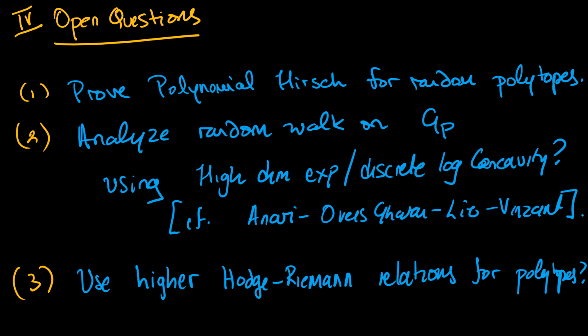Some open questions for the future: one is, can we prove the polynomial Hirsch conjecture for random polytopes? The general polynomial Hirsch conjecture is still completely open. Second, can we analyze what happens for a random walk on the graph? This was analyzing the length of an optimal walk, but what happens for a random walk? And a third question is, can we use some higher Hodge-Riemann relations for polytopes? The fact that the Hessian has exactly one positive eigenvalue is a Hodge-Riemann relation, but there's a highly speculative question as to whether the higher relations could do something as well.